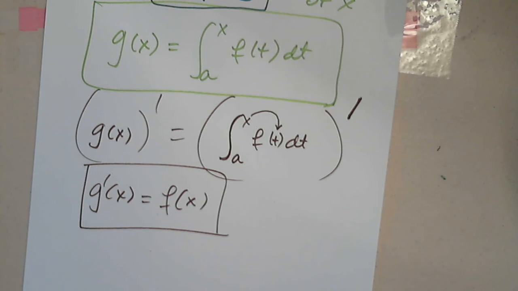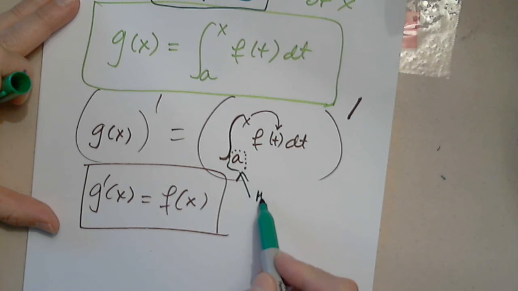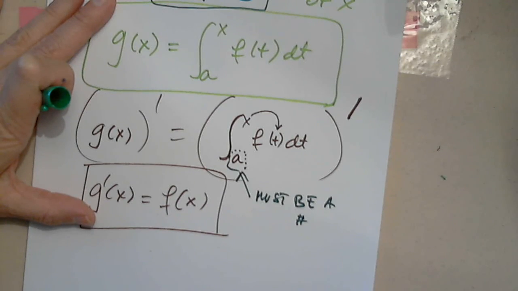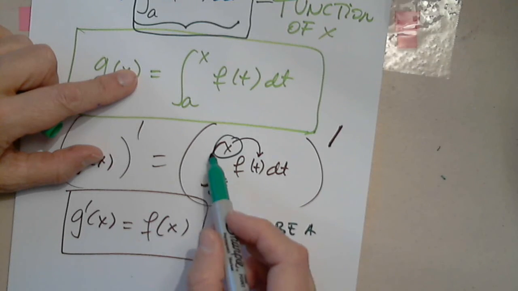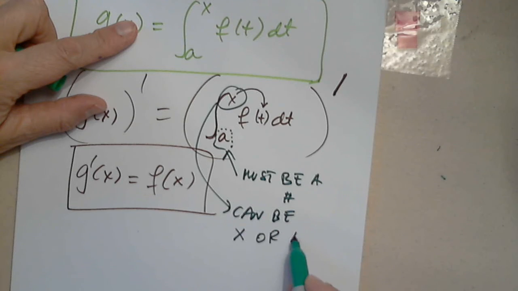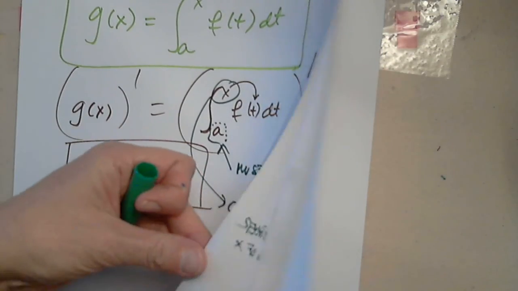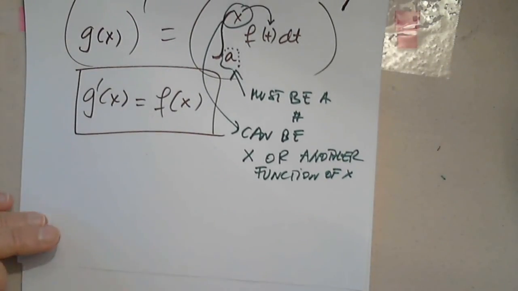Now, this requires to be a number. This must be a number for the process to work. This, the upper limit, can be x or another function of x. And the process still works. So let's look at examples and see how this works.